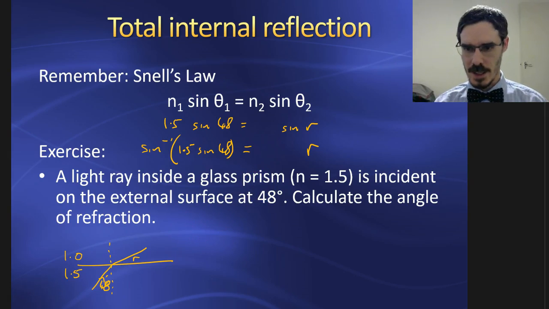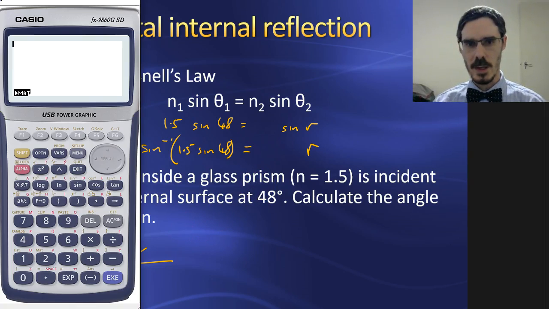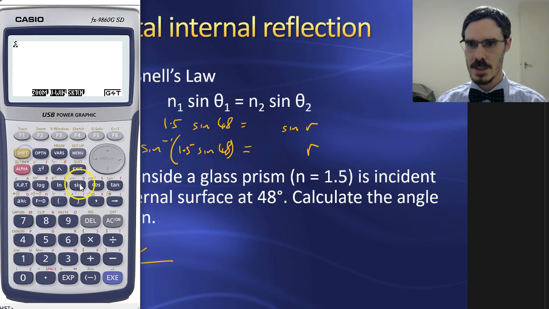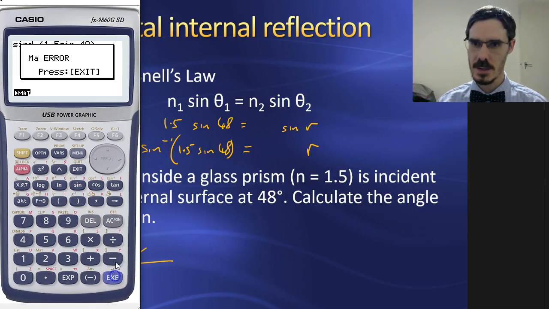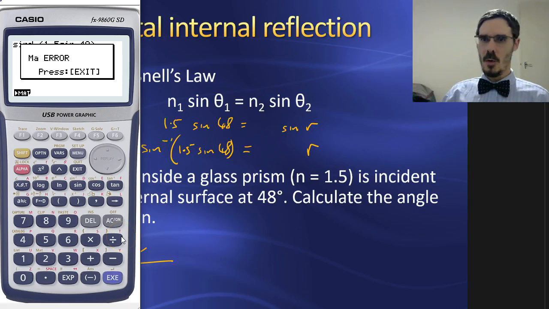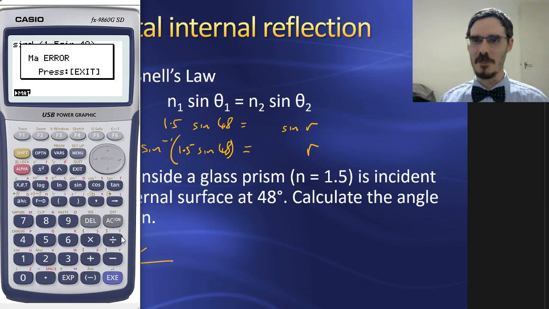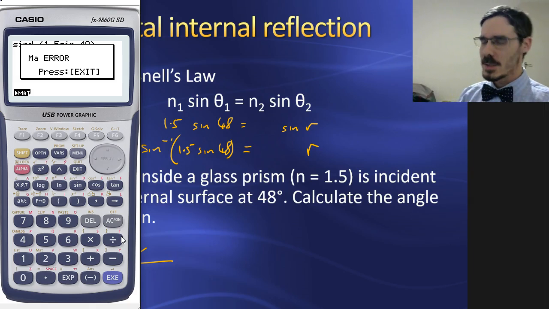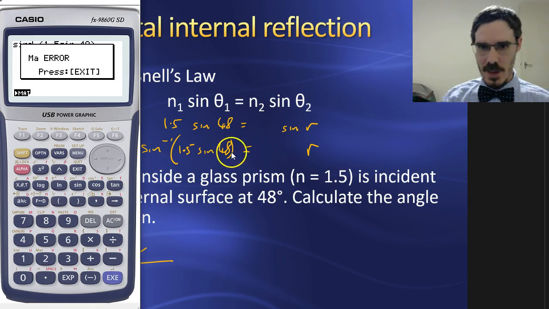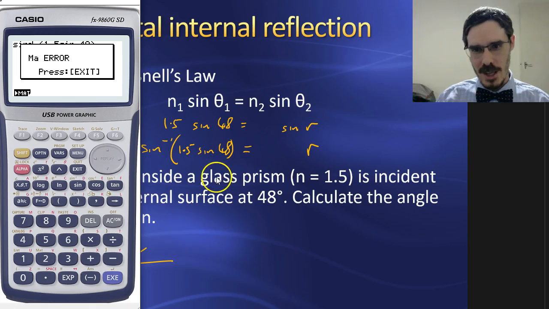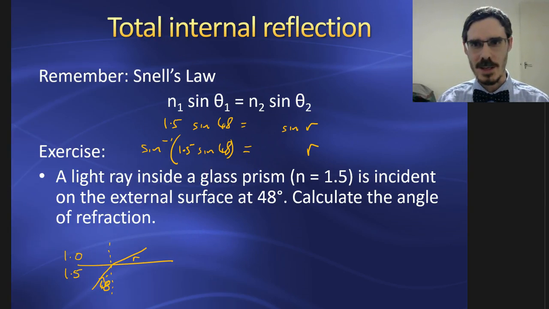So give me a moment to get a calculator. Here we go. Inverse sine of 1.5 sine 48 is... what? Maths error? What's going on? What's going on is this. The light ray coming in, okay, better go back to here.